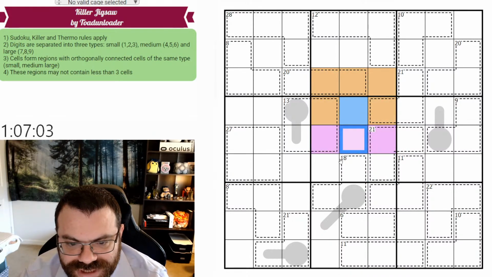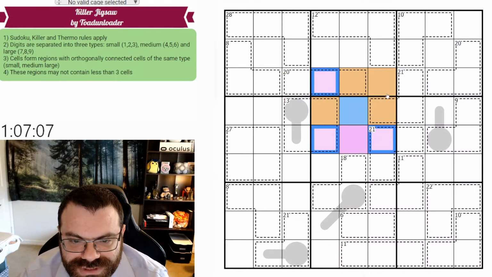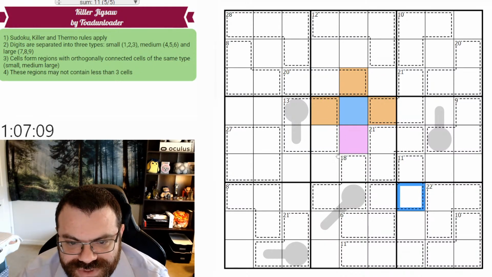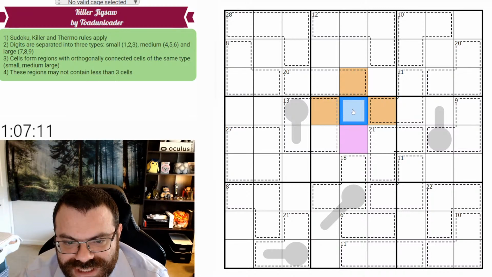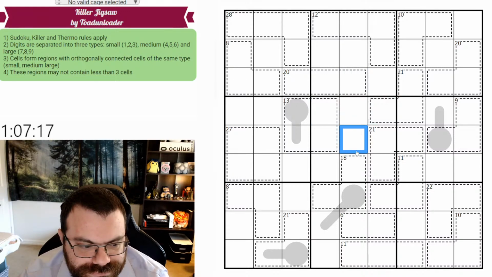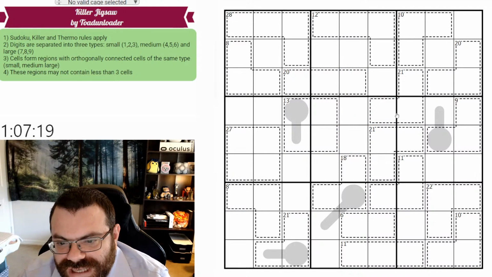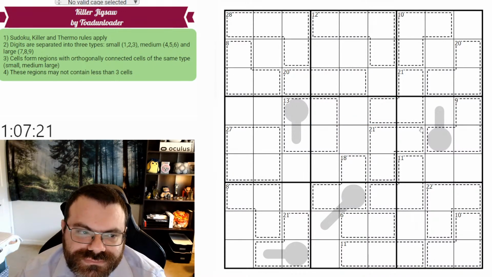I'll use purple for medium. Can't even throw any mediums around it because actually the corners don't matter. We can't do anything like this because now this is not part of a 3 size region of smalls. And that's it. Those are the rules.